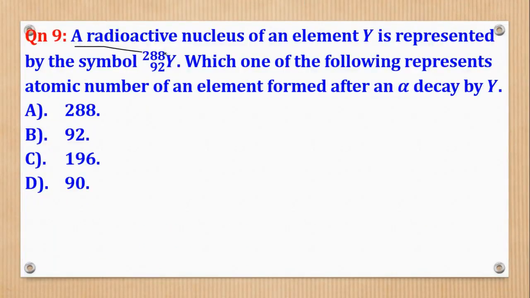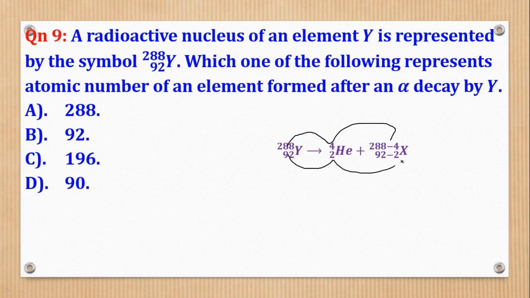Then question 9, a radioactive nucleus of an element Y is represented by the symbol 288 92 Y. Which one of the following represents the atomic number of an element formed after an alpha decay by Y? When there is an alpha decay, the mass number reduces by 4 while the atomic number reduces by 2. So the result gives a mass number of 284 and an atomic number of 90.